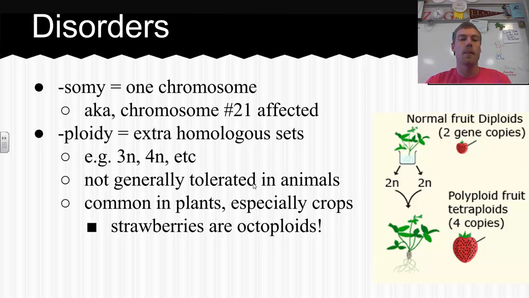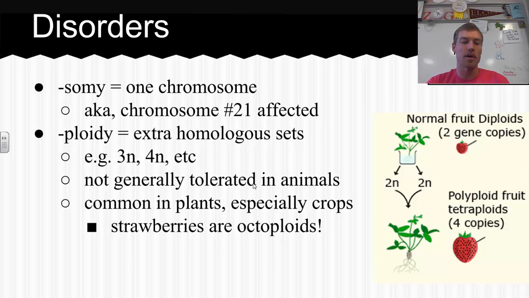Whereas ploidy means that we have extra homologous sets. So, for example, we could be 3n instead, or 4n, or 5n, and so on and so forth, instead of just being n or 2n. Ploidies are not really generated or tolerated in animals very often. They don't really allow an animal to survive, but it's very common in plants, especially crops. Most crop plants that we have are ploidies.